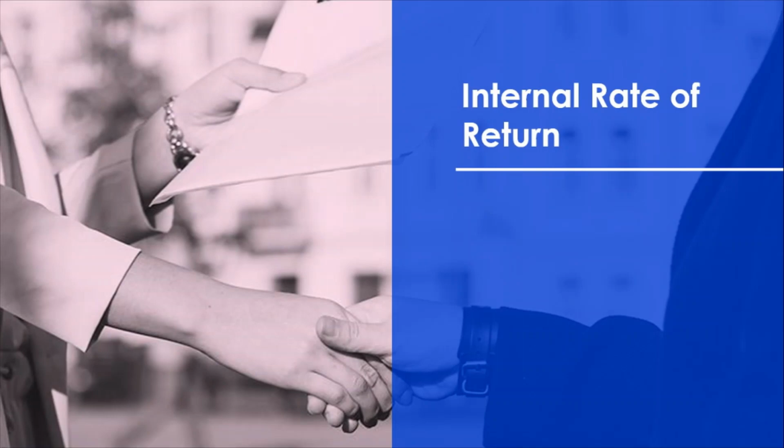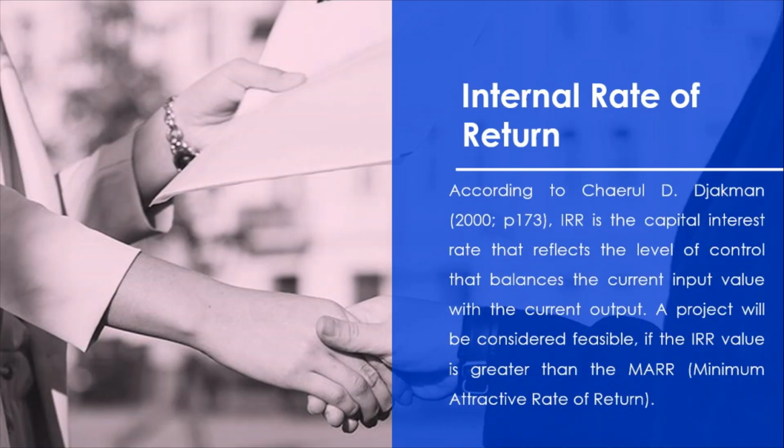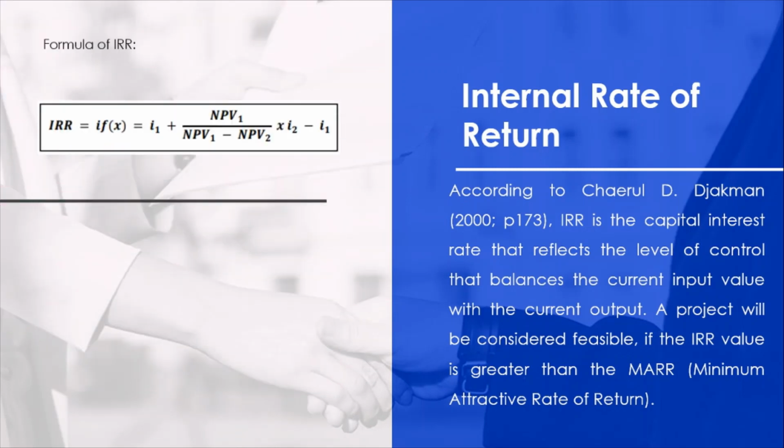Next is internal rate of return. According to Hyrule de Jackman, internal rate of return is the capital interest rate that reflects the level of control that balances the current input value with the current output. A project will be considered feasible if the internal rate of return value is greater than the minimum attractive rate of return. And here is the formula for internal rate of return.